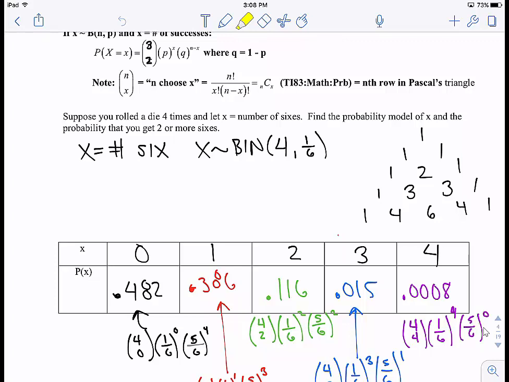Well, x is the number of 6s, and they say x is approximately binomial distributed, with n being 4 because you roll the die 4 times and a chance of success again as 1/6. And a probability model is just all the possible outcomes. So there are 5 possible outcomes. You could get 0, 1, 2, 3, or 4 6s.